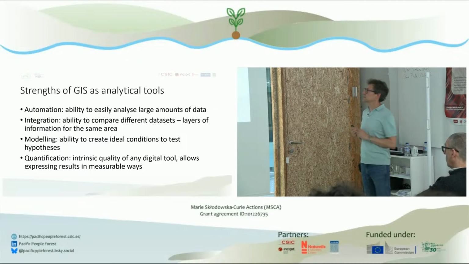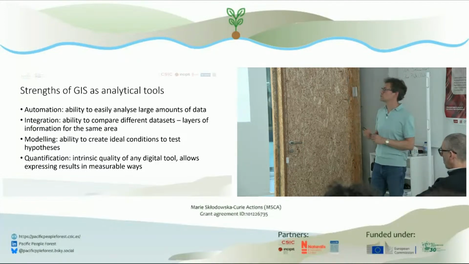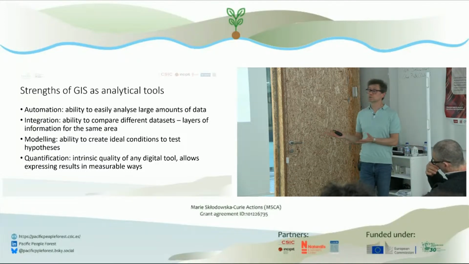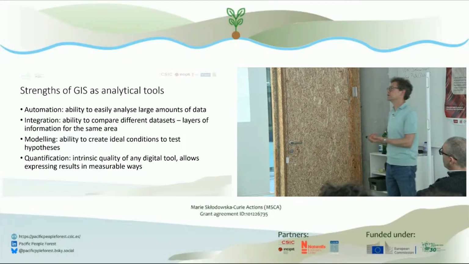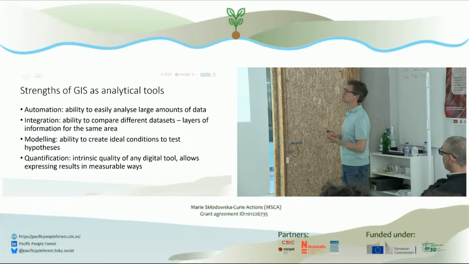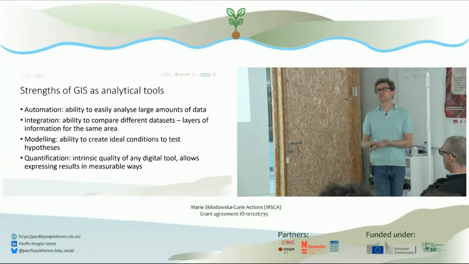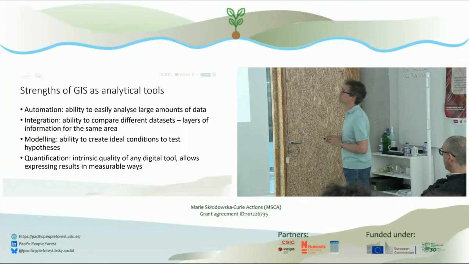And then it has the final benefit of quantification. GIS are digital tools. Digital tools imply that they're based on numbers. So anything that comes into a GIS is based on numbers. There are always numbers behind that. So this is an intrinsic quality of GIS.